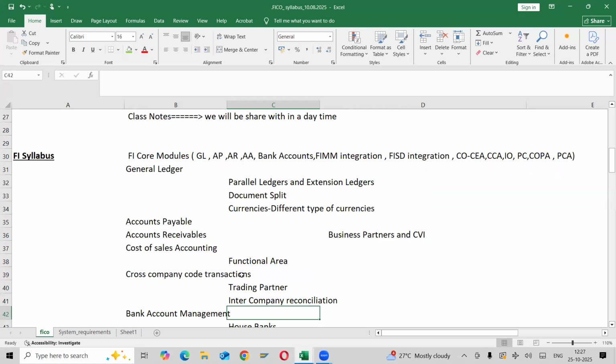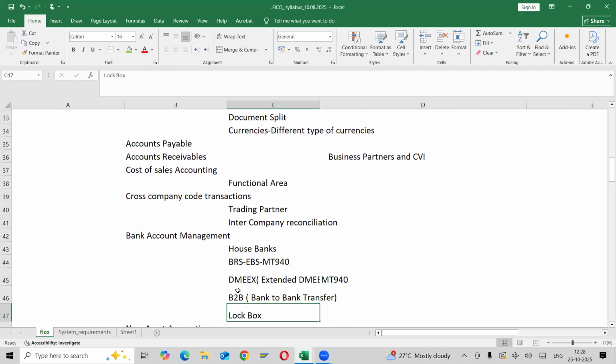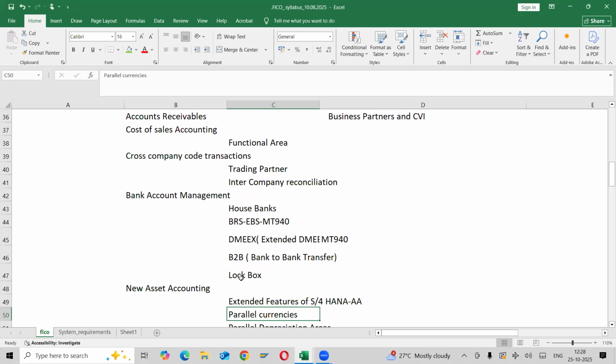Intercompany transactions, right? Normally we call it a company, but in S4HANA we are going to call it a trading partner. What do you mean by trading partner and all those things we are going to discuss. Banking, bank accounting: these are the different file formats we are going to use. Once we are familiar with the basic things, then definitely you will understand this, right?